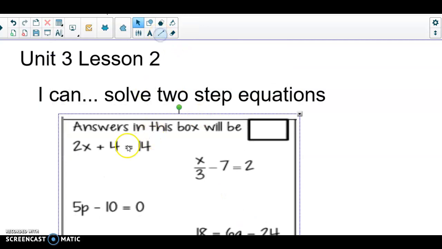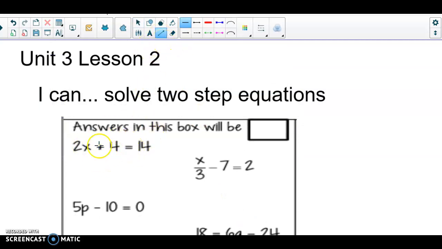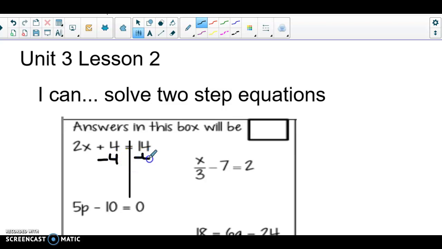The first step when you're solving an equation, you notice it's an equation because it has an equal sign. Whatever you do to one side, you have to do to the other side of the equation. So for this problem, you have 2x plus 4. We're going to undo this 4 by subtracting 4 from both sides. So on both sides of our equation, we're going to put in a minus 4. We'll do the opposite of what we have going on. Then we just add it up from top to bottom.